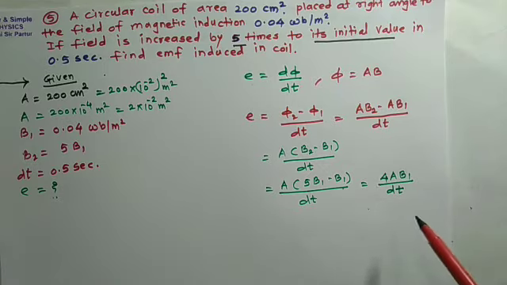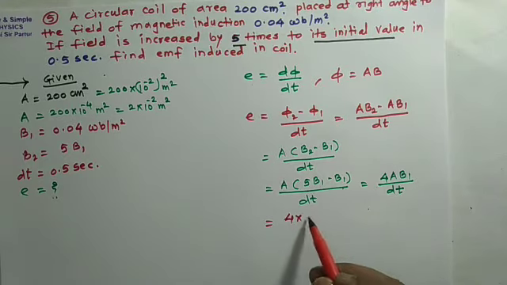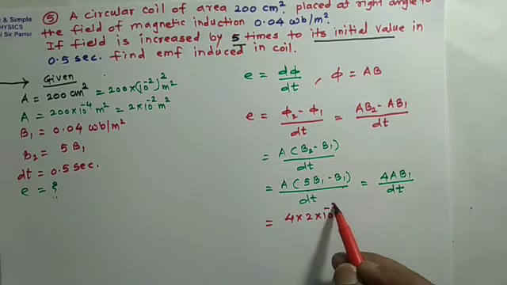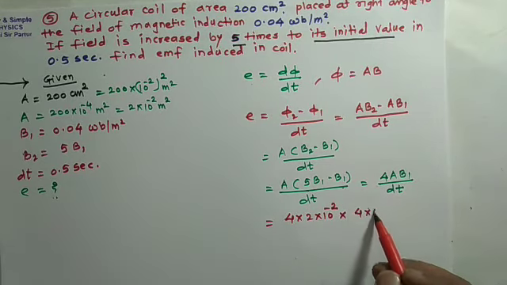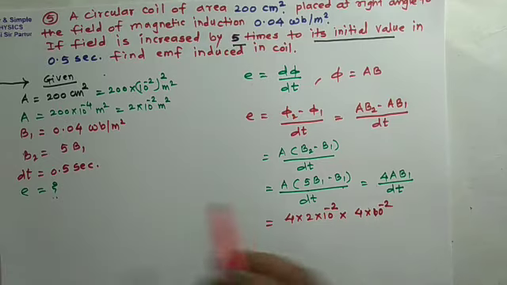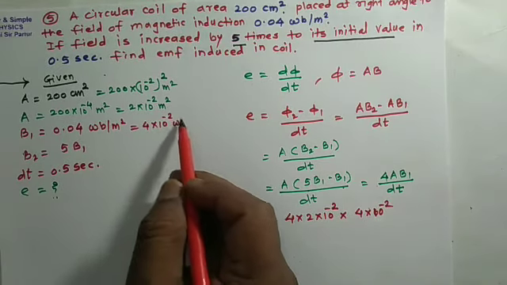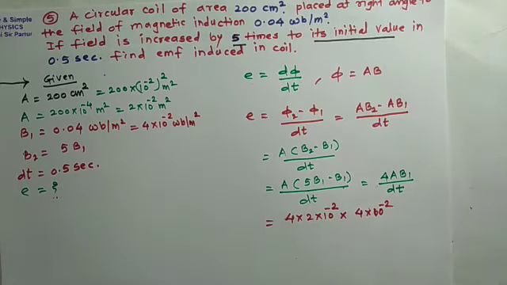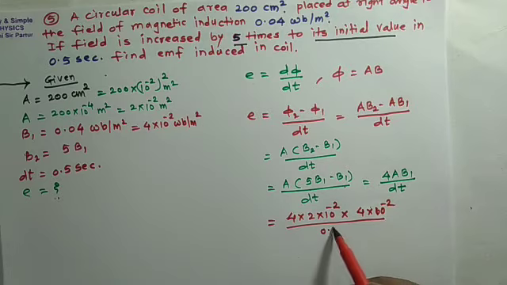If we substitute the values of area, magnetic induction and time, you get the answer, that is 4 multiplied by 2 into 10 to the power minus 2 multiplied by 4 into 10 raised to minus 2, because here we can write B1 as 4 into 10 raised to minus 2 Weber per meter square, divided by time, which is given as 0.5.